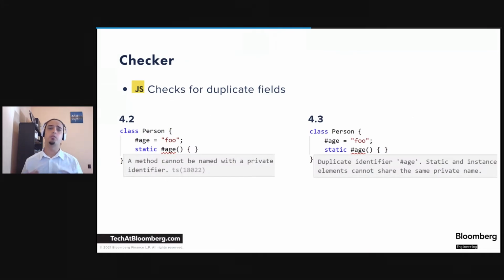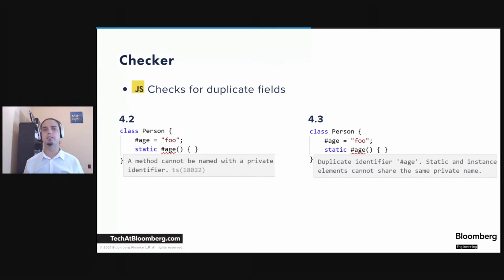The last change I want to talk about is the check for duplicate fields. Now you might be wondering, weren't duplicate fields already an error? And the answer is yes, they were. And as long as you have instance duplication, for example, you have two instance members that have the same name or two static members that have the same name, this already worked mostly.